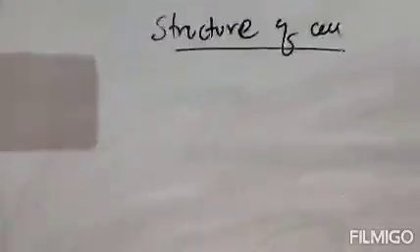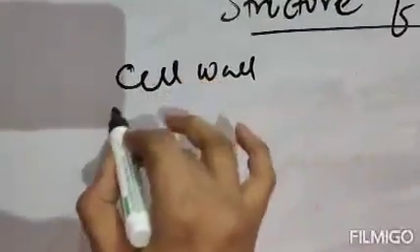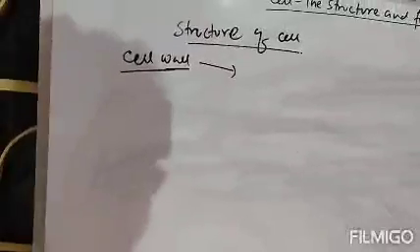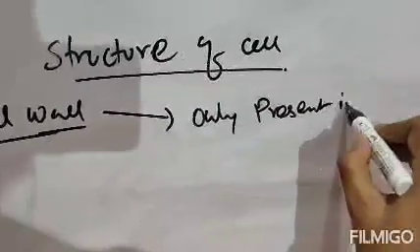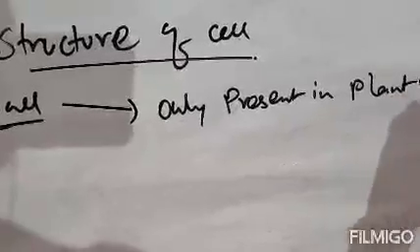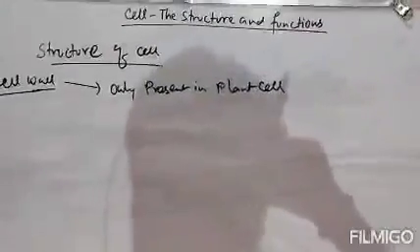Next, come to cell wall. Now, what is cell wall? Cell wall is also the outermost layer, but the difference is that the cell wall is only present in plant cell. It is not present in animal cell.